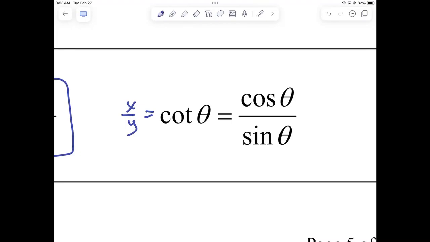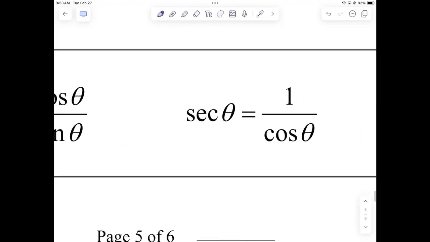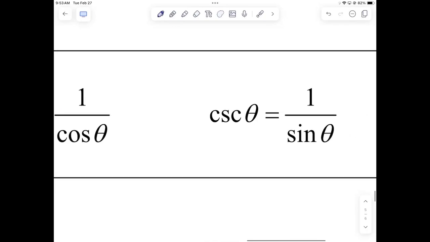Okay? Of course, secant is the reciprocal of cosine, so it's still 1 over x, the reciprocal of the x-coordinate. But since the x-coordinate is cosine, it's 1 over cosine. Secant and cosine are reciprocals of each other. Secant is 1 over cosine. And similarly, cosecant, which is still 1 over y on the unit circle, is the reciprocal of sine. Cosecant and sine are reciprocals of each other.